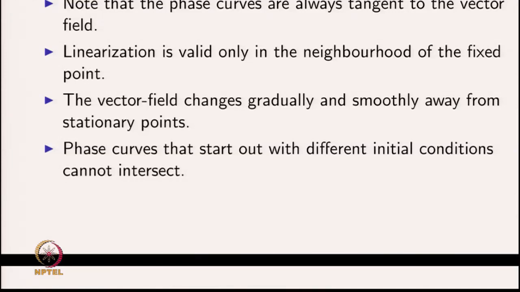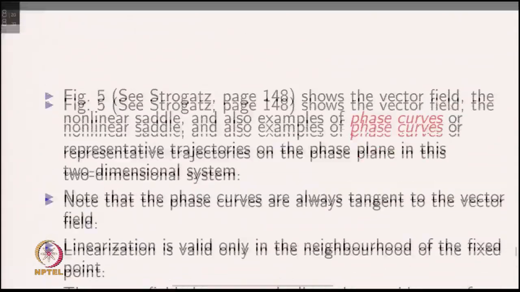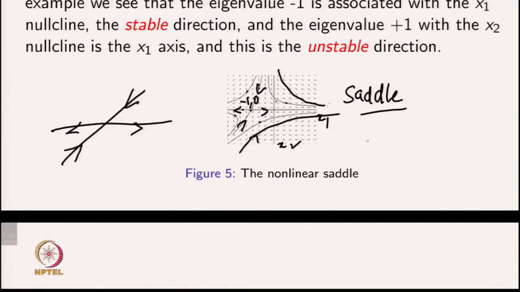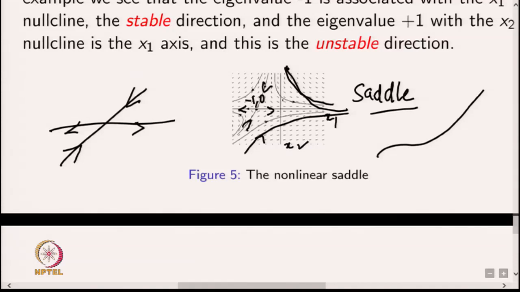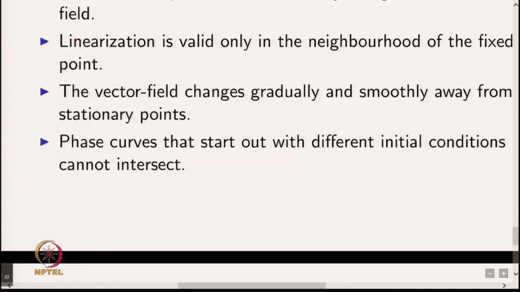A point that I should note is that phase curves that start out with different initial conditions cannot intersect in any number of dimensions. So, if I start with a point over here and I move on this particular curve, if I start with a point over here and move along this particular curve, I start with another point, this behavior is not possible. So, through any point in the phase space, there is one and only one trajectory.